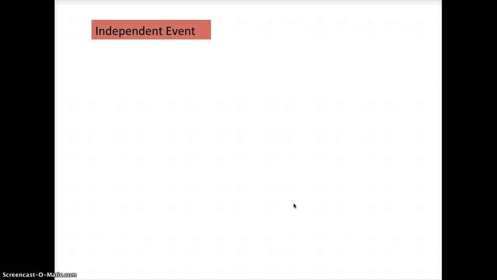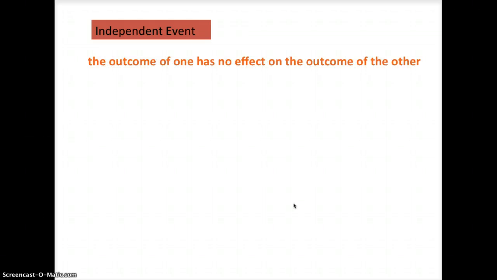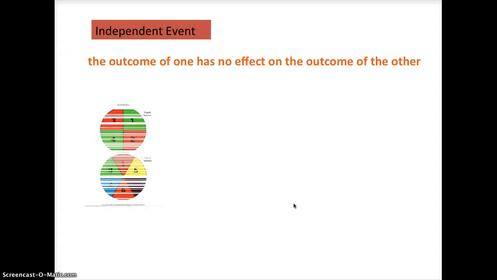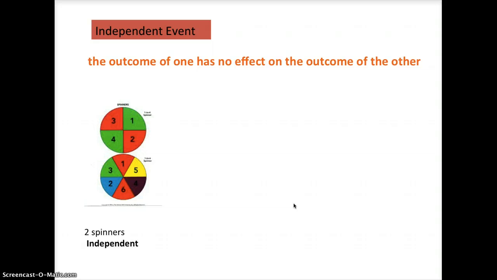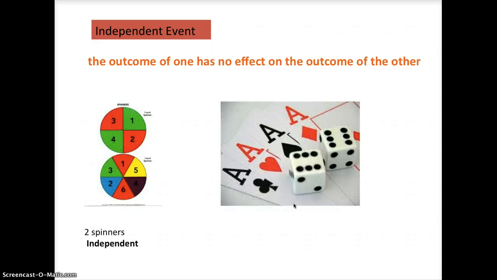If two events are independent, the outcome of one has no effect on the outcome of the other. For example, if you have two spinners, the outcome of spinning the first spinner has no effect on the outcome of the second spinner. The same way that when you roll a die, it does not have an effect on the outcome of picking a card in a deck of cards.